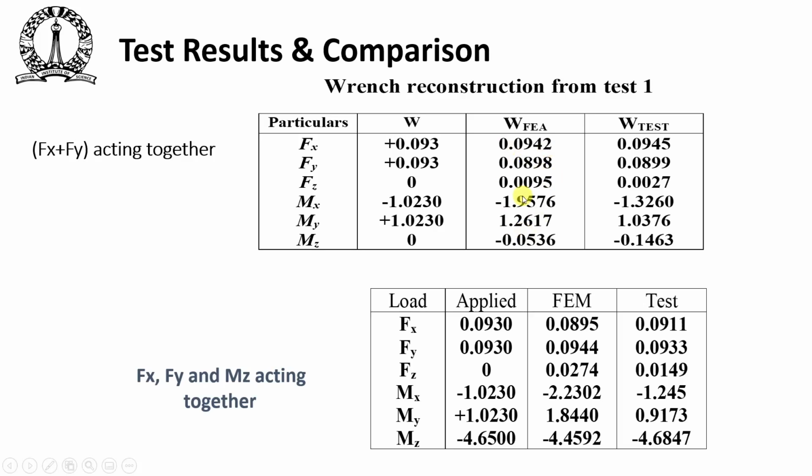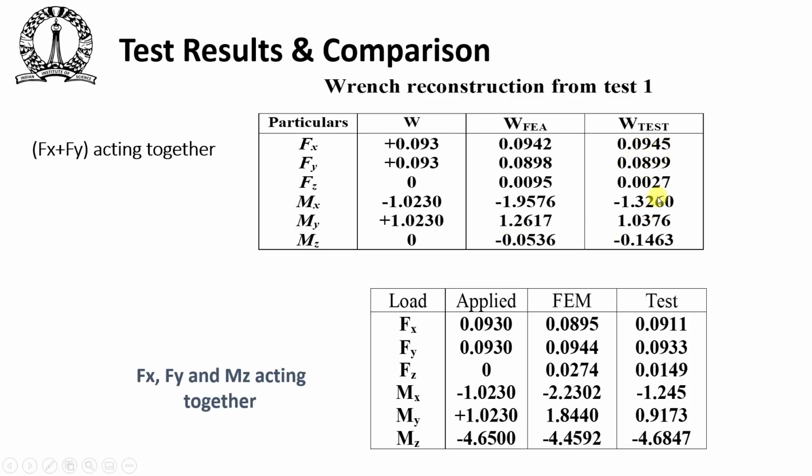So the finite element analysis is telling you that we apply 0.093 and the analysis is telling you 0.0942, 0.093, and this is 0.898. Instead of 0, we are getting 0.095 and so on. Okay. Likewise, we can also perform this actual test and you can compute what the force it is measuring, and it turns out it is 0.945, 0.0899 and so on.